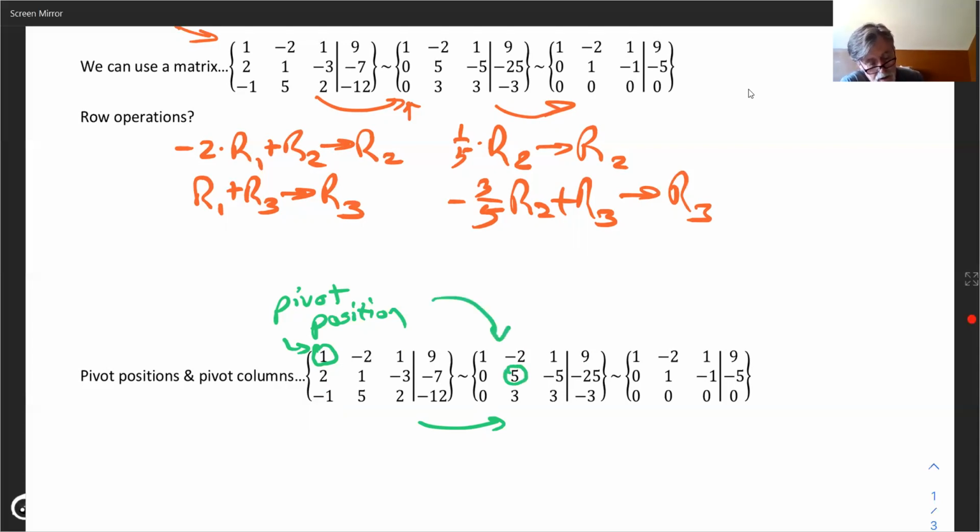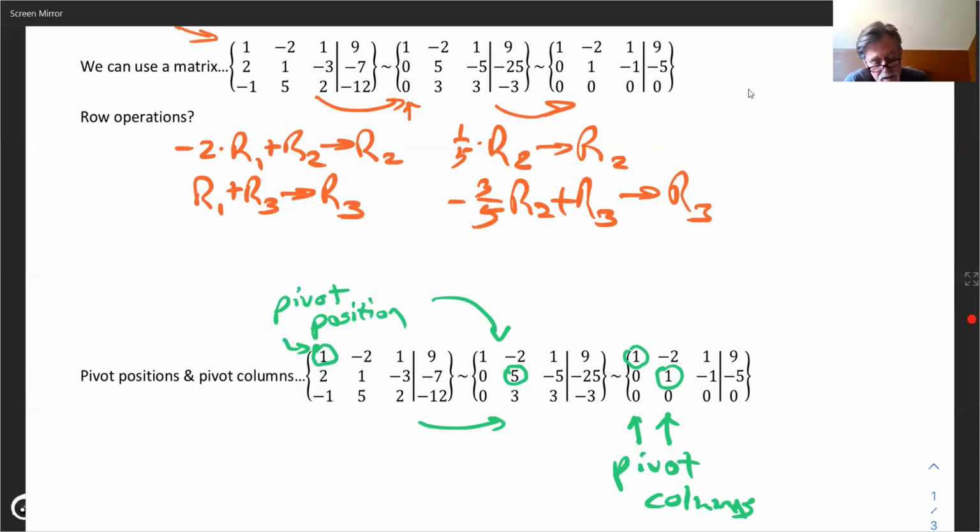And by the way, when you're done, they are still hanging out, although the 5 you divided to make it into a 1, there they are. Those are still your pivot positions, and there are 2 of them. And the columns that they stand in are called pivot columns. Now, when you get to theorems and they say there's this many rows and this many pivot positions, what does that tell you about the matrix? We're going to understand what a pivot position means.